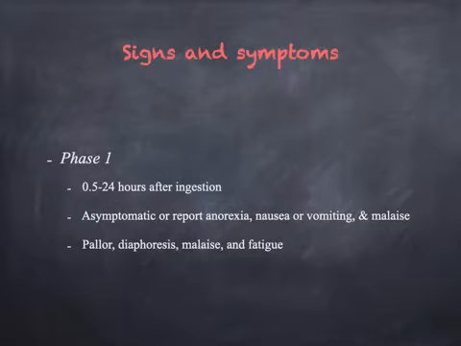Physical findings may vary, depending on the degree of hepatotoxicity. Phase 1 occurs 30 minutes to 24 hours after ingestion. Patients may be asymptomatic or report anorexia, nausea or vomiting, and malaise. Physical examination may reveal pallor, diaphoresis, malaise, and fatigue.